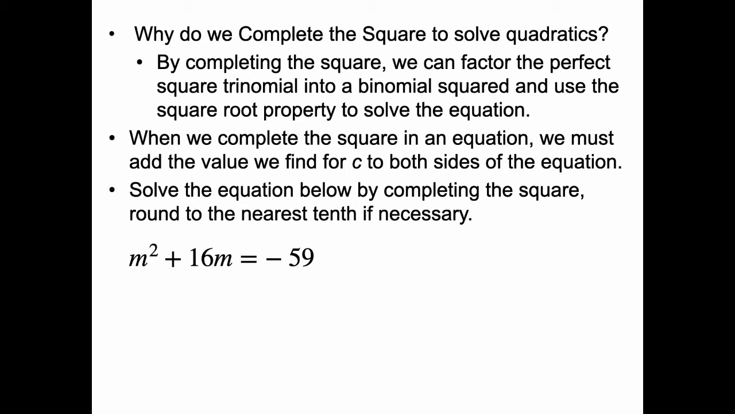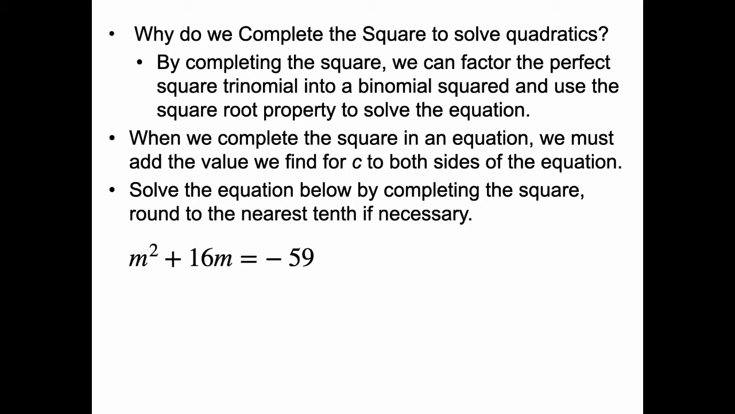It says solve the equation below by completing the square, and then round to the nearest tenth if necessary. Right now we have m squared plus 16m is negative 59. So we need to find a constant to add to the left side that will make it a perfect square trinomial.